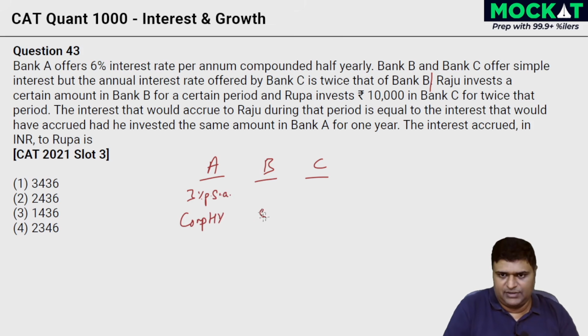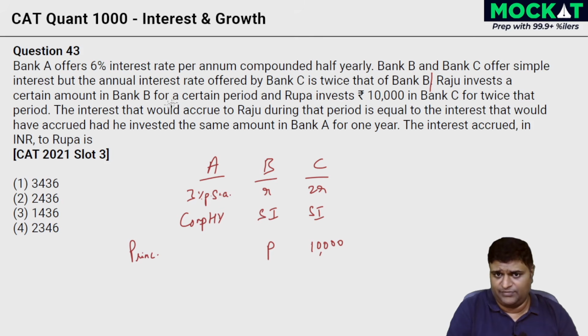B and C offer simple interest, but the annual interest rate offered by Bank C is twice that of Bank B. So if this is R%, we'll just write it as R, then this becomes 2R, percentage is understood. Now Raju invests a certain amount in Bank B for a certain period, and Rupa invests rupees 10,000 in Bank C. So the principal is 10,000 in Bank C, and Raju is investing a certain amount. Let's just take that to be P over here. We don't know how much. Bank C for twice that period.